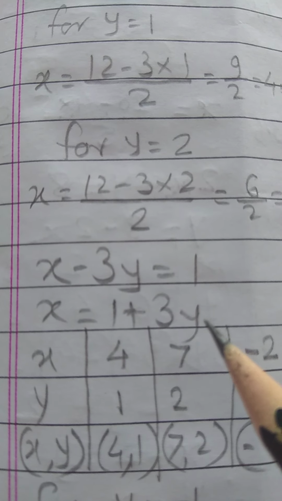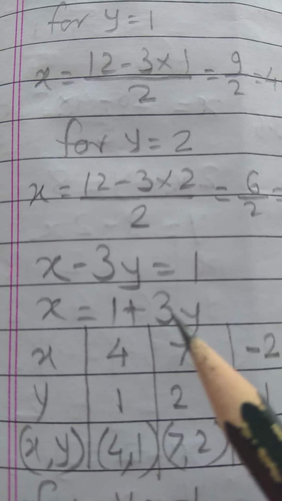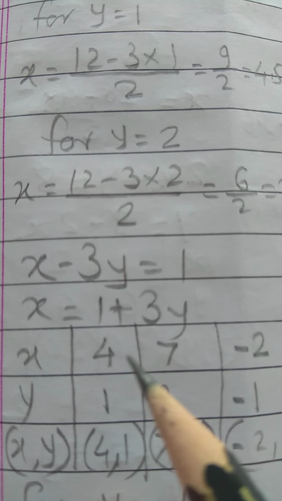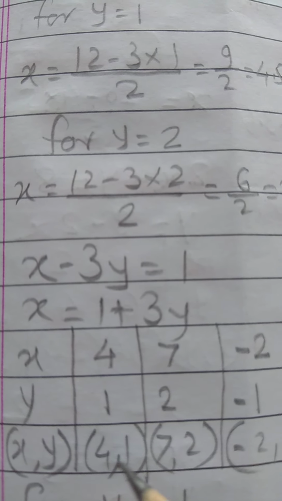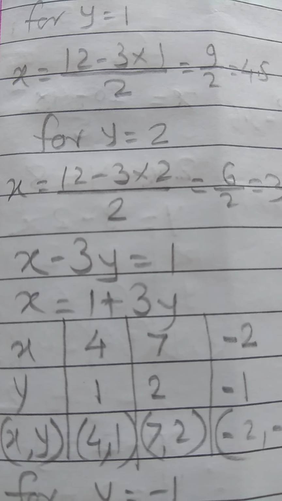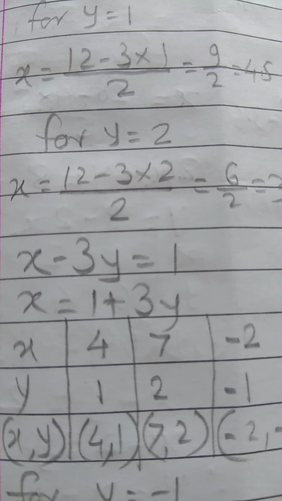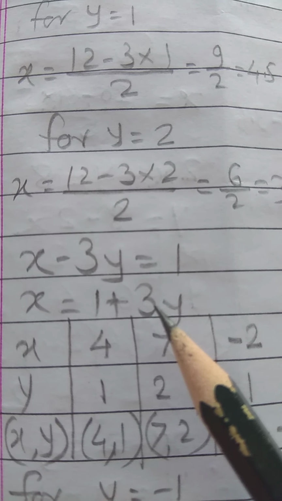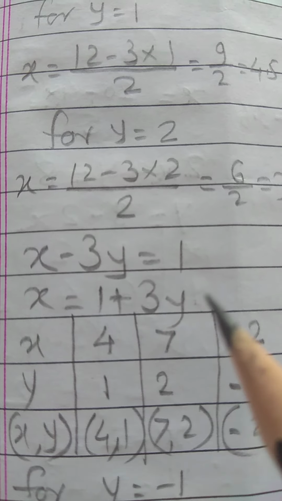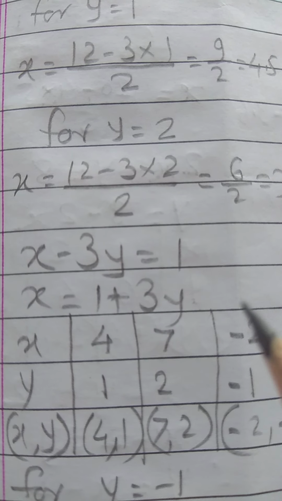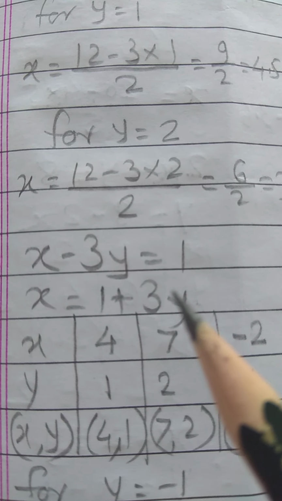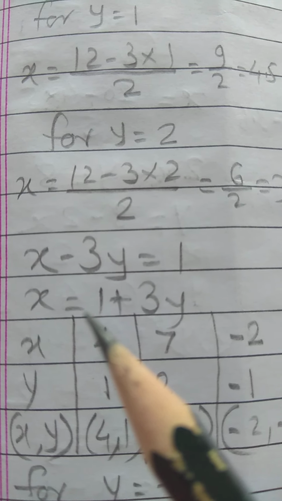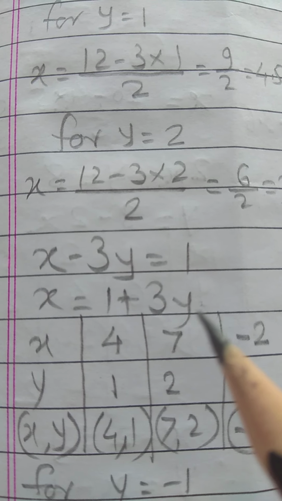So 1 into 3, it will be 3. 3 plus 1, 4 it will be. So x equal to 4. The point we will get 4, 1. Okay. Now if you take y equal to 2, then 2 3s are 6. 6 plus 1, it will become 7. If we take value y equal to 3, then 3 3s are 9. 9 plus 1, it will be 10. It will be the large value.